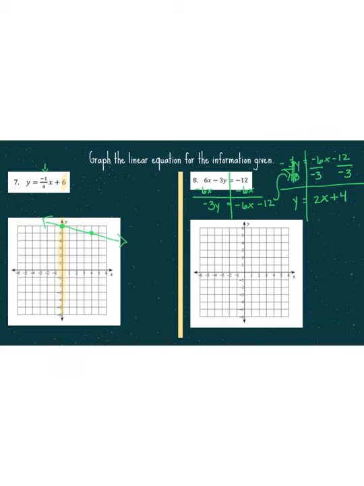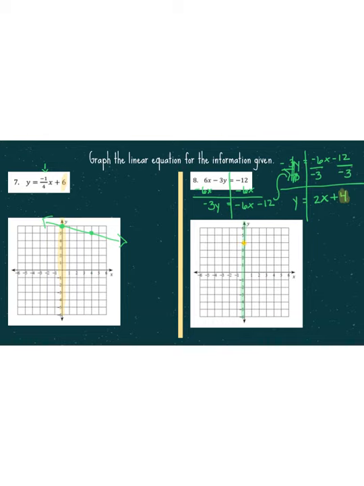Okay, so now I'm in y equals mx plus b, so I can go ahead and graph that. I'm going to start with my b value, and remember, your b value is your y-intercept right there. My b value says +4, so I'm going to start on a +4.